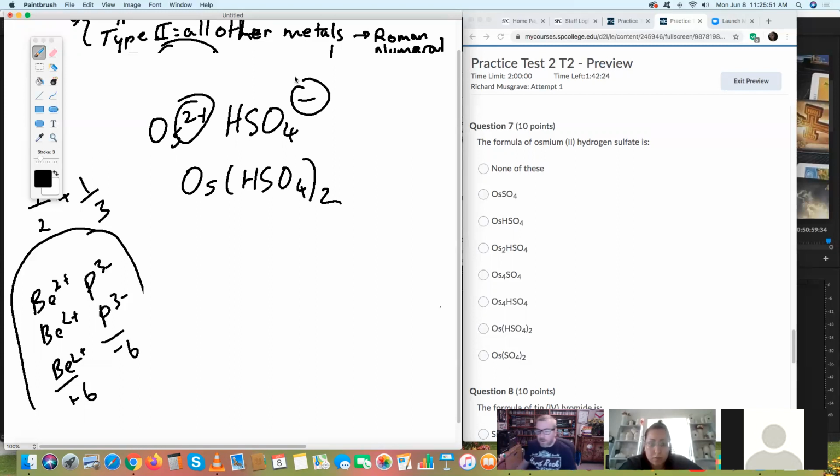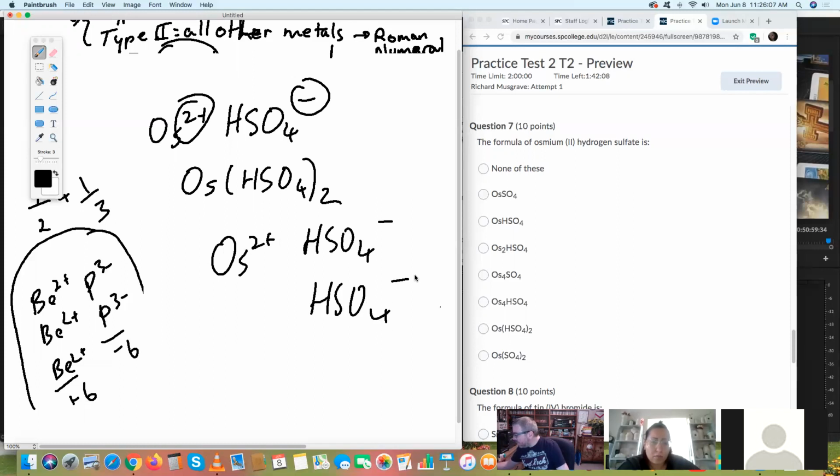2+ on the OS, yeah. And the hydrogen sulfate, if you look in the table, will be 1 negative, right? That's right. But you need 2 of these to balance for the 2. Is this correct? Okay, yeah. That's correct. Is that okay, Ashley? It's okay. I'm getting it.